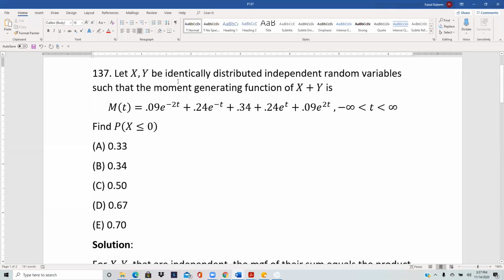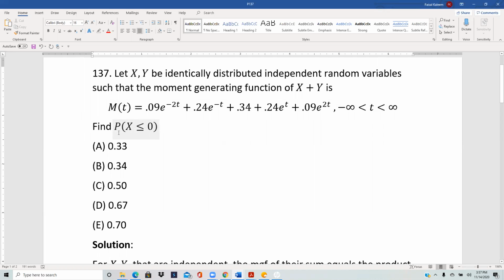Let X and Y be identical independent random variables such that the MGF of X plus Y is given below. Find the probability that X is less than or equal to 0.